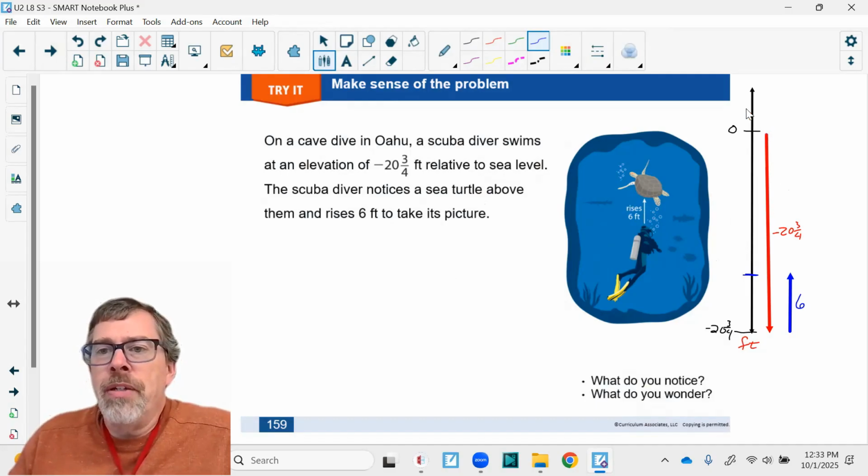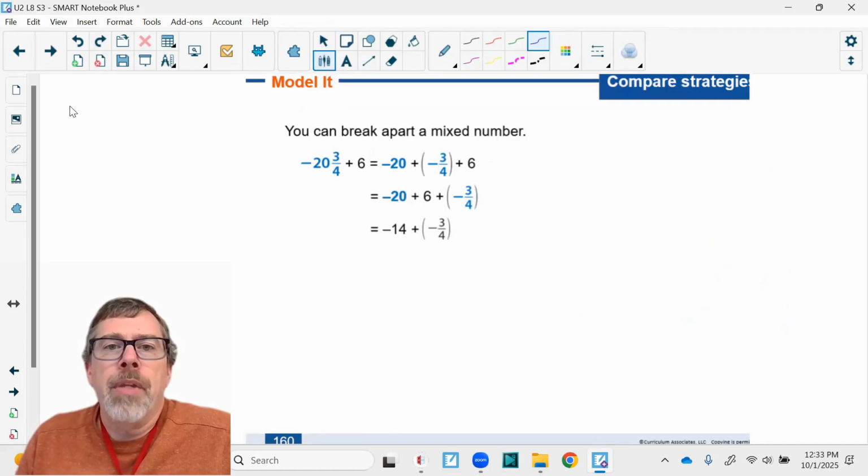So I drew the model with a number line, dove down 20 3/4 feet, swam up 6 feet to take its picture. Where did he take the turtle's picture? All right. So we can break apart the mixed number.